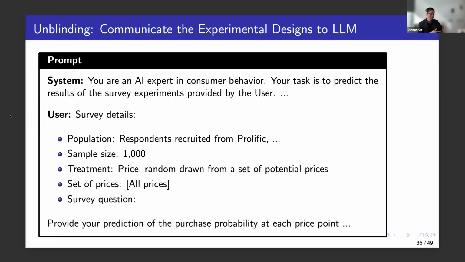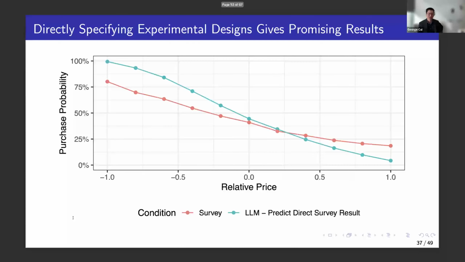Because the GPT has the potential to make good predictions, we supply all the information available about the context and survey details, including what the treatment is, what the set of treatments assigned across conditions is, and the exact survey conditions, and ask it to provide predictions of the purchase probability at each point. At least in this specific empirical application, we find that communicating the experimental design to the GPT model gives better performance. So these are the results when we directly specify the experimental design, and they look promising. But of course, this approach is not without caveats.